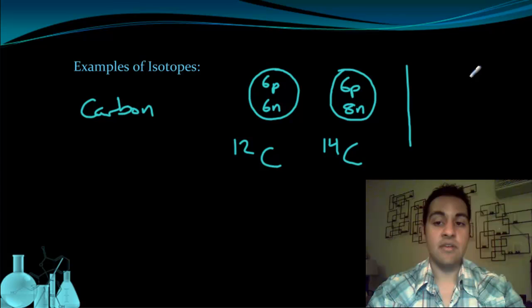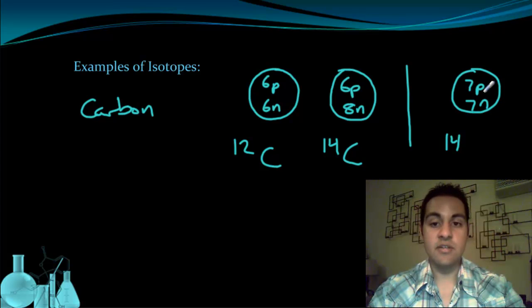Now what happens if I have this nucleus? Is this an isotope of carbon? Well, it has a mass of 14, 7 plus 7 is 14, but wait, it has 7 protons. So this is not carbon, because carbon always has to have 6 protons. This is actually nitrogen, which is not an isotope of carbon because it's a different element. So this is not an isotope. Okay, that's not an example of an isotope of carbon.